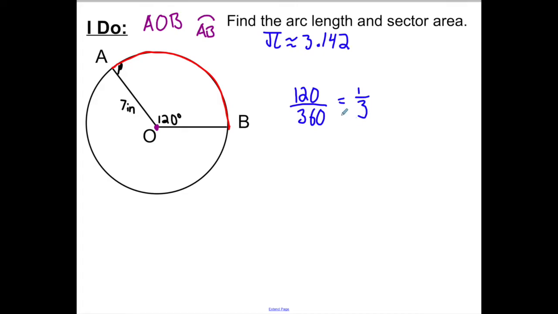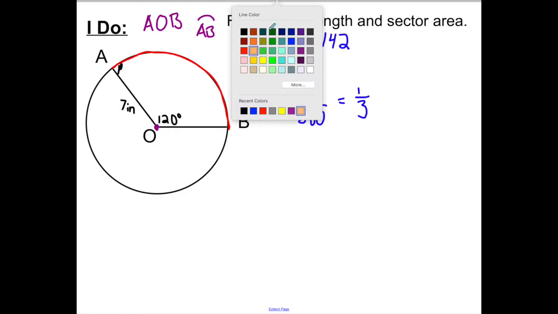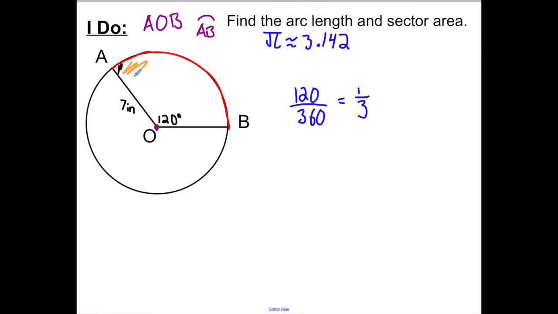Because this 120 is a third of the total angles of a circle, which is 360, this area, and again, I'll choose this nice orange here, this area is going to be a third of the total area, and this red arc is going to be a third of the total circumference. So what we now need to do is calculate the area.